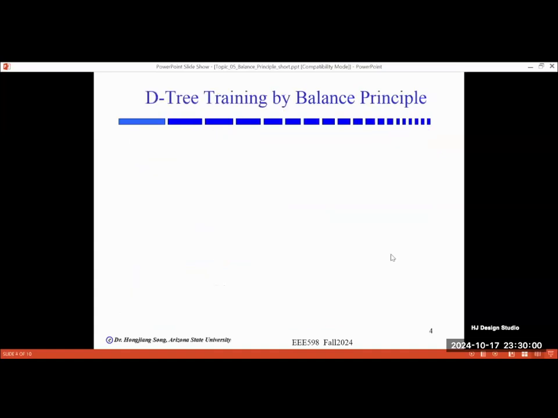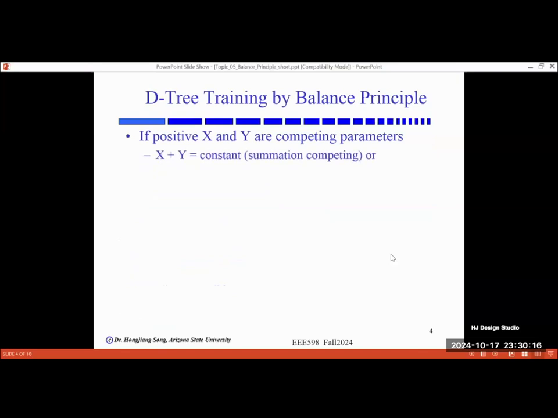So now let's look into how the balance principle can be used for decision making or decision training in our VLSI circuit design. Suppose we have two circuit elements X and Y, which are competing elements. That means in one case, if the summation of X and Y is constant, then an increase in X will also end with a decrease in Y, or vice versa. In the second case, the product of X and Y is a constant.